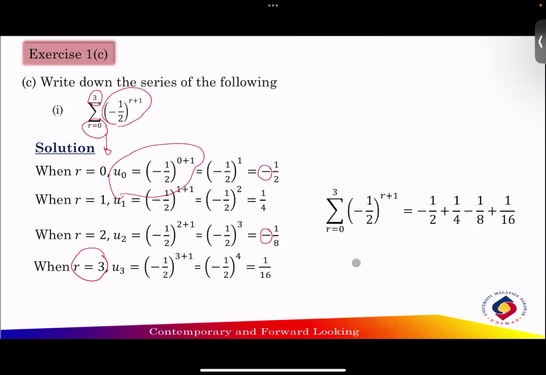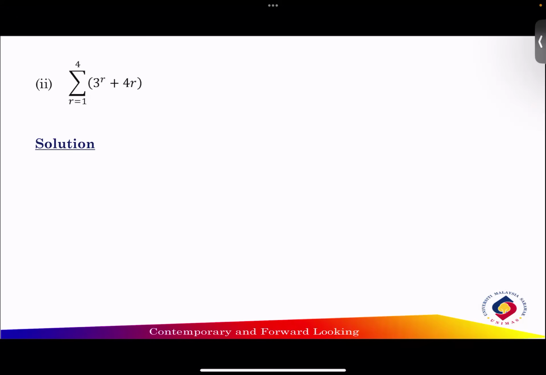Okay, so after you get this one, you collect, rearrange, and then write everything in this form: negative 1 over 2 plus 1 over 4 minus 1 over 8 plus 1 over 16. So this is how you do the question that involves writing down the series. Remember, this instruction is very important. Okay, how about this one?